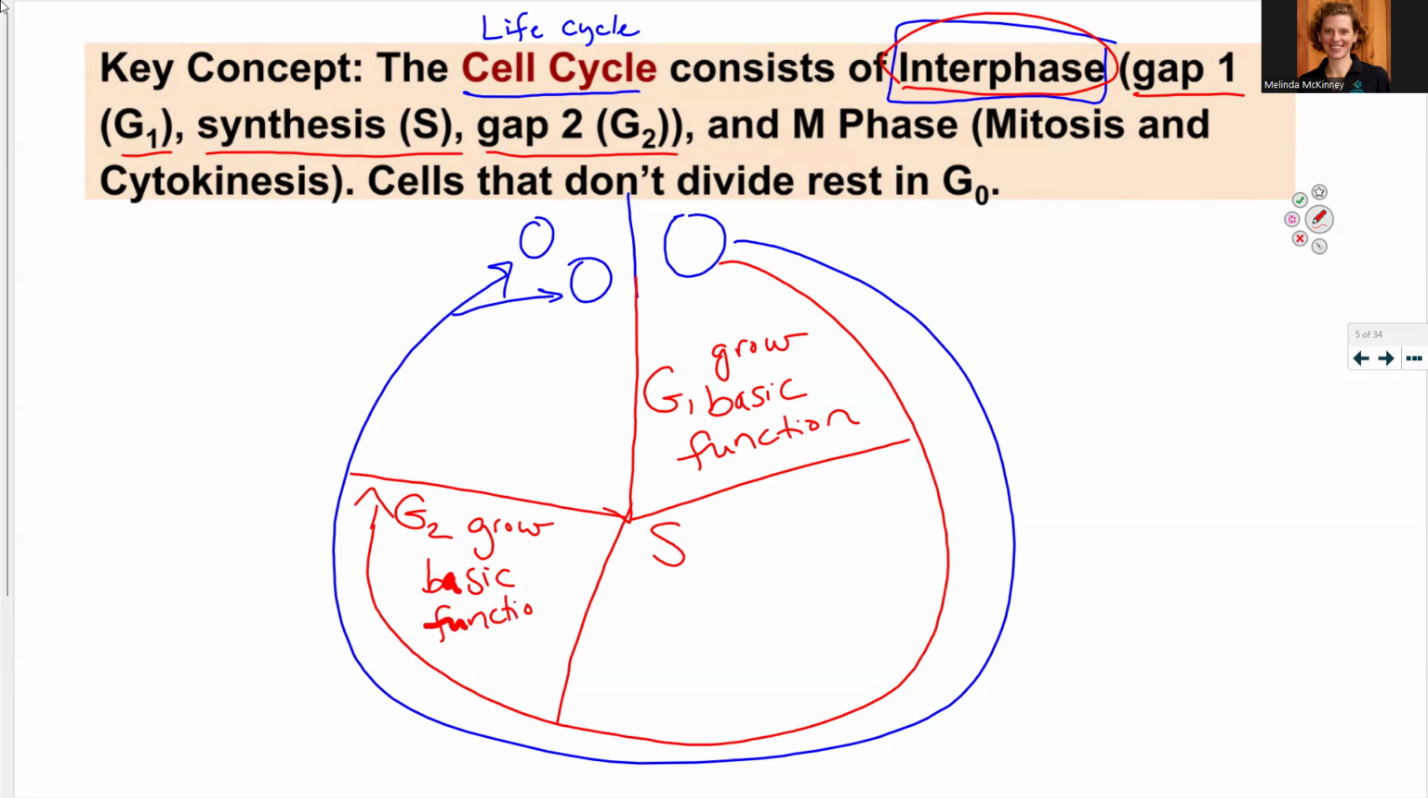Now, S. S is for synthesis. This is synthesis of DNA. This is where we make our extra copies of our DNA. This is where we make the sister chromatids.